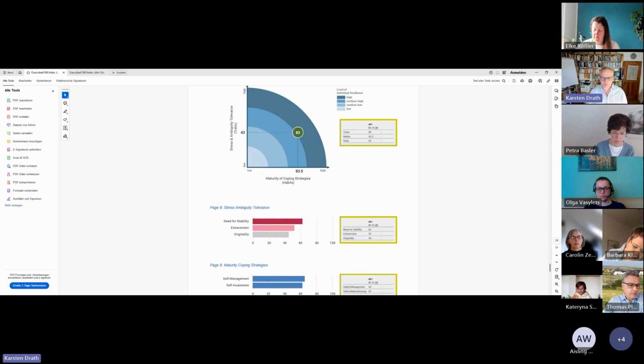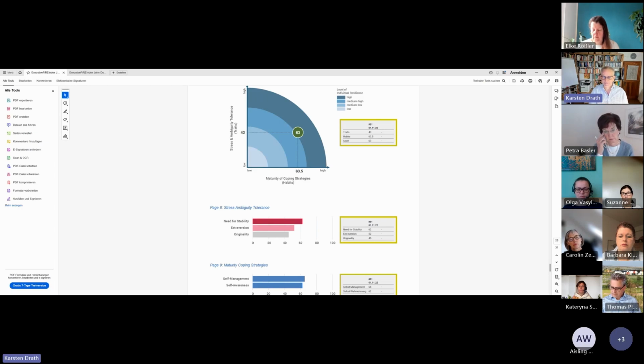What we also see, extroversion is barely 50, meaning it's not a strong extroversion in the sense that it can really, really help, but it's there. So there is the ability to reach out to others, to talk to others, to open up, to share. And that is probably one strong element in this person.